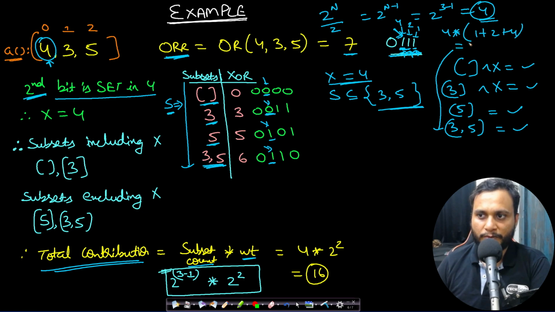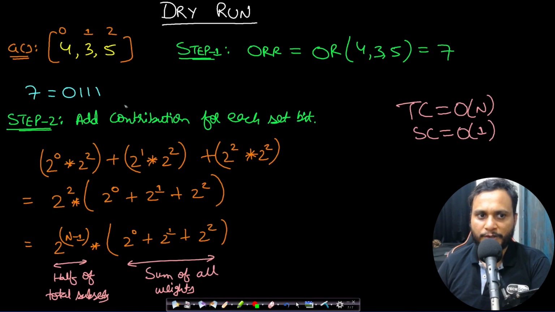In this case, it will be equal to 28. So this 16 contribution is only for the second bit, okay? If you add the first bit and the 0th bit, total contribution will be 28. So I think the proof is clear. So let me now wrap up by showing you the dry run.